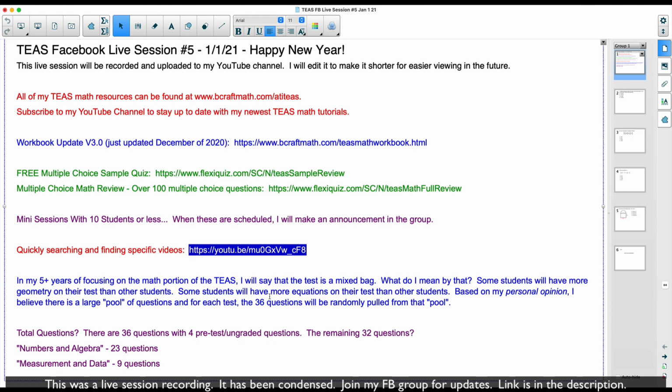A few more things before we get started tonight. I hear a lot of people saying after they test, they say, okay, I had some geometry, I had more equations, I had more geometry. And if you've read this statement here, I think the test is a mixed bag. Now, when I say a mixed bag, I think there's a whole bunch of questions that ATI has built for the math portion of the TEAS. And then when you take that test, especially on the computer, it randomly picks them. That's just my personal opinion.